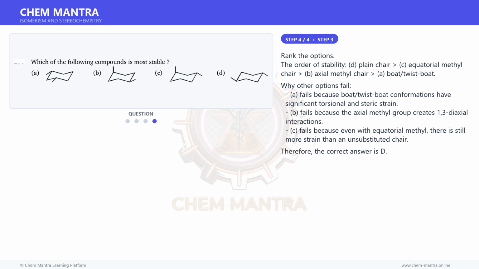And for the final step, rank the options. The order of stability: D, plain chair; C, equatorial methyl chair; B, axial methyl chair; A, boat twist boat.